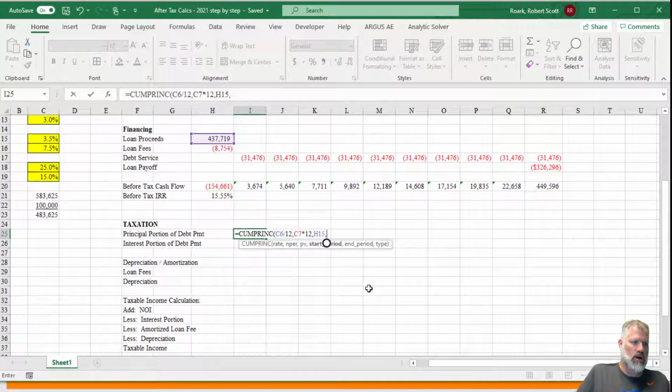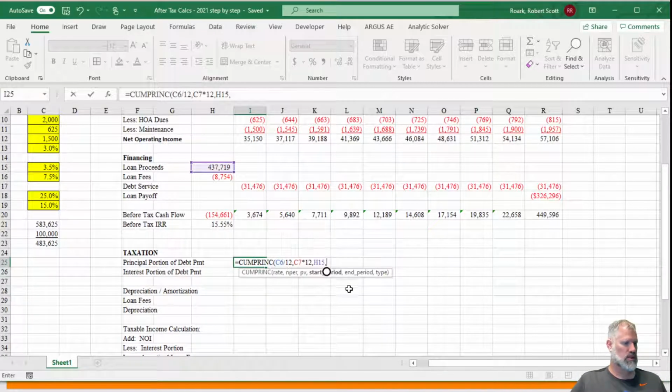Now, let's think about what I want to have happen here. This starts to get into a little bit of the tricks and thinking about how to use Excel. I want my start period to be period 1. By the way, these are in months. So I want my start period to be 1, my end period to be 12. I'm basically telling Excel over the first 12 months of this 300-month amortization, how much am I paying in principal? So if I want it to be month 1, watch what I do here.